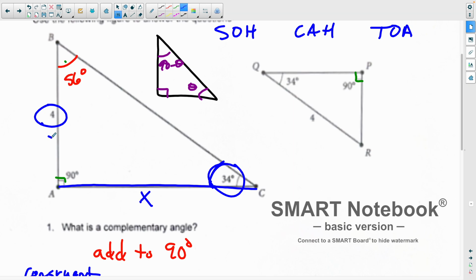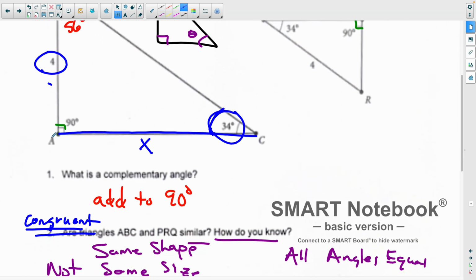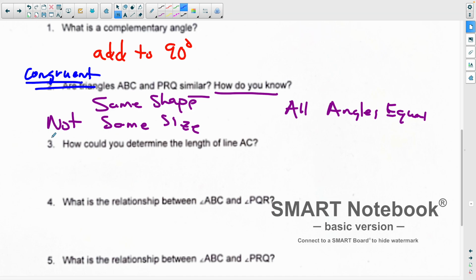Opposite and adjacent. So that means I'm going to use tangent. Okay? So I'm going to go tangent of 34 degrees, and that would equal 4 over x, because the opposite side is 4, and the adjacent side is x. Okay? Everybody okay with that?